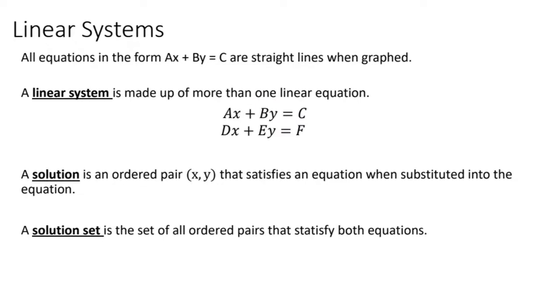Okay, so a linear system is made up of more than one line. So it has more than one linear equation. And so you can see they'll be set up in this format here. Now a solution is an ordered pair that when you plug it in for the x and y, it's going to satisfy the equation. But in order for it to be a solution for the entire set or the entire system, the ordered pair has to satisfy both equations. And you'll see an example here in a second.